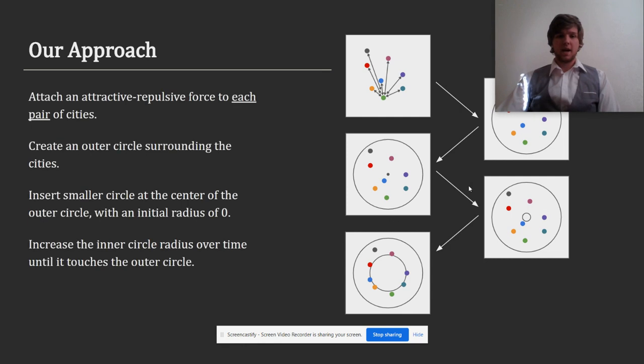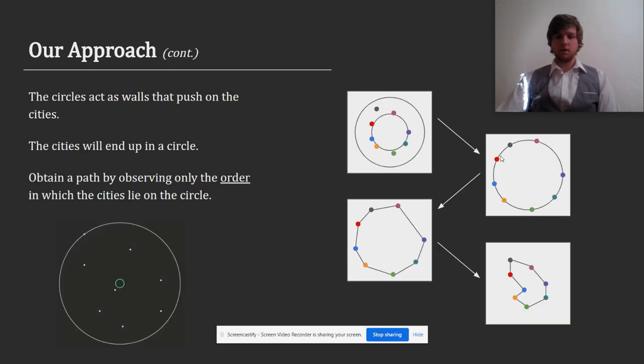Our approach adds an attractive and repulsive force to each pair of cities. We create an outer circle around all of our cities. We put another circle with a radius of 0 inside of the bigger circle. We then expand our smaller circle, and it will push the nodes until all of our nodes are touching the outside of the circle. We then return all of our nodes back to their original positions, and that gives us our path. You can see an example in the bottom left corner.